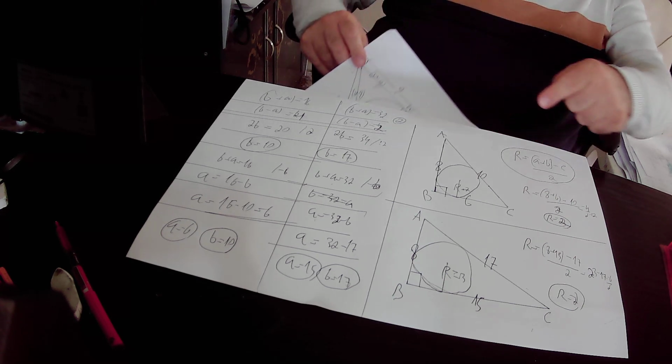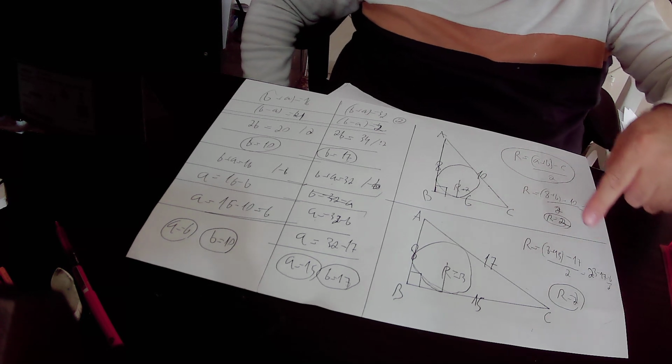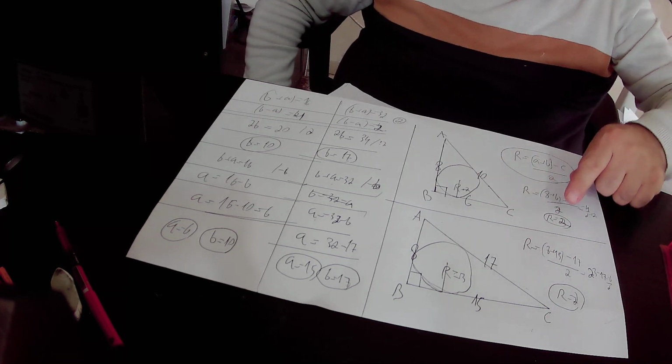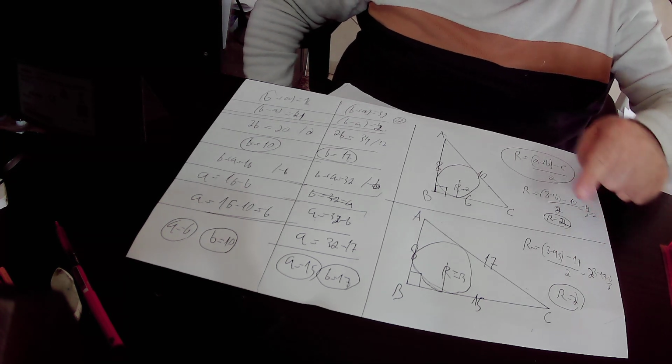And in this right triangle, triangle ABC, A plus B is 8 plus 15, minus the hypotenuse, which is 17. 8 plus 15 is 23, and 23 minus 17 is 6, and 6 over 2 is 3.